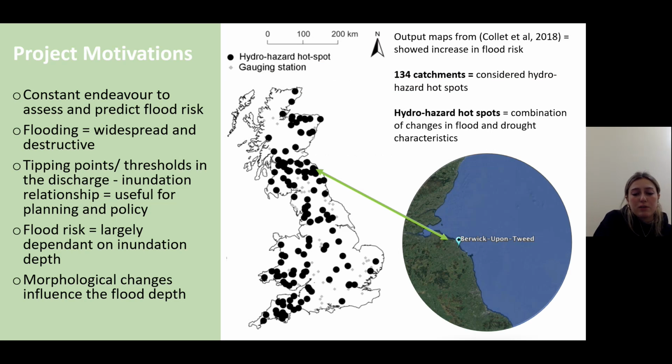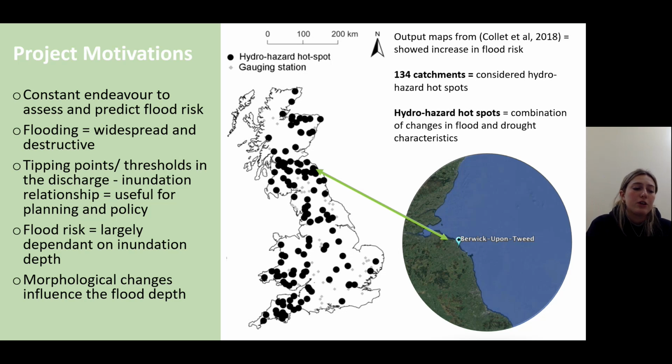So there's a lot of motivation behind reducing these uncertainties and their influence on flood modelling. This is because we are constantly attempting to assess and predict flood risk due to the fact that flooding is so widespread and destructive. These tipping points noted by Beavers would be extremely useful for planning and policy change. This is because flood risk is mostly dependent on the inundation depth, which has been shown to be impacted by the morphological river changes during extreme flooding.